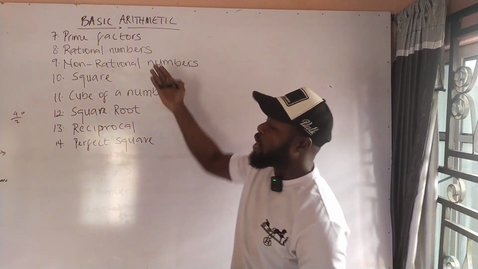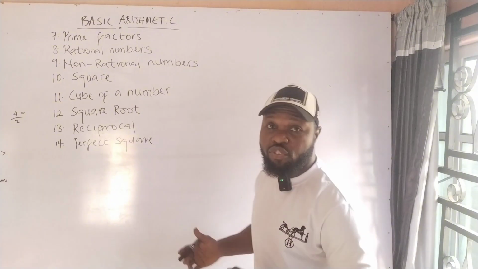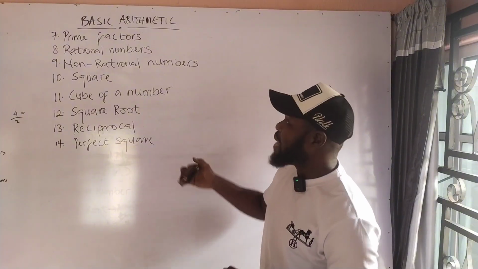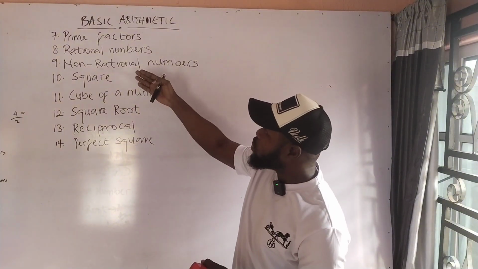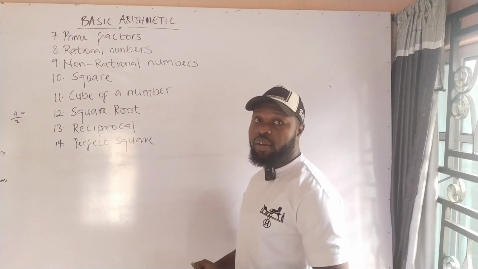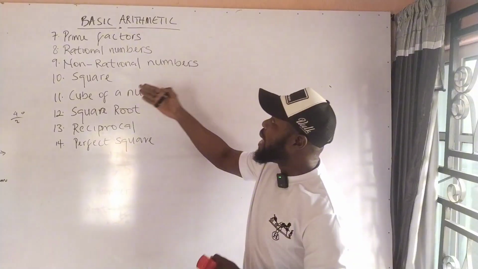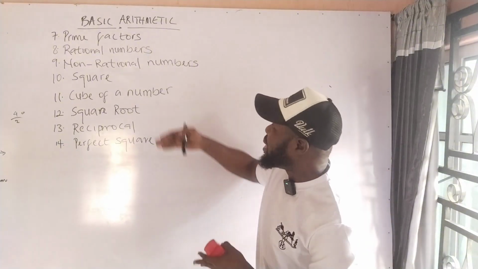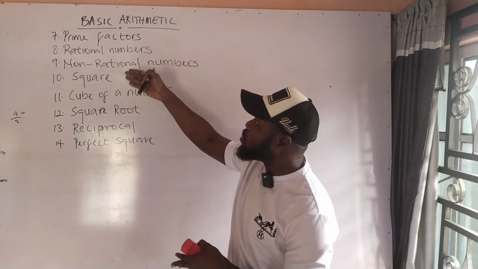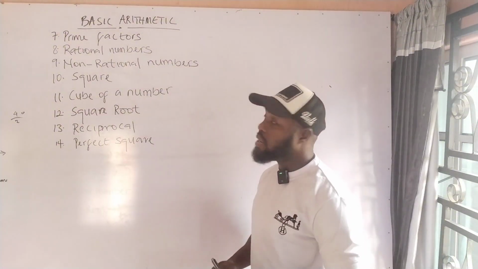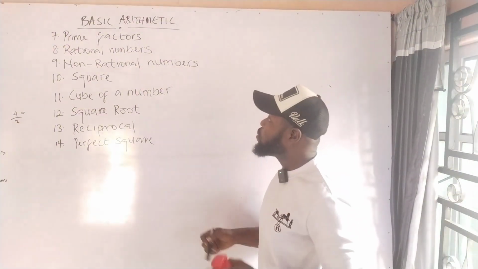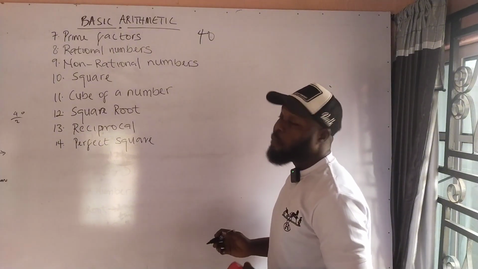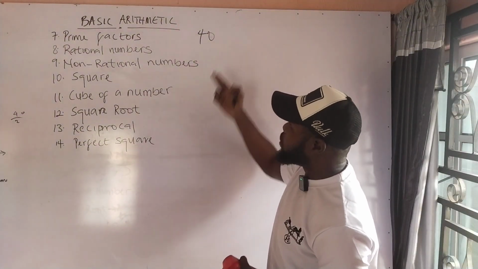What are prime factors? Prime factors simply means all the prime numbers that can be derived from the factors of a particular number. I repeat, prime factors are all the prime numbers that you can derive from the factors of a particular number. For instance, if you are asked to find the prime factors of 40, what are the prime factors of 40?